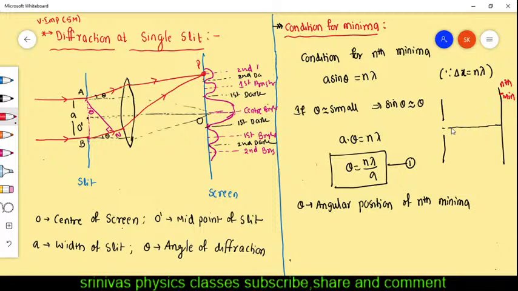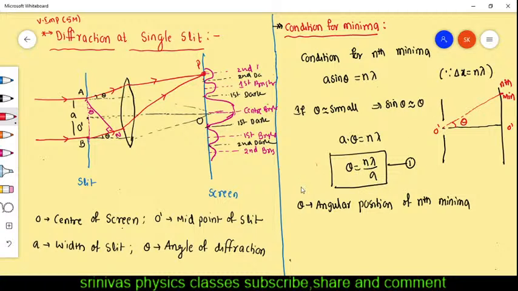If it is the nth minima, if you join the center of the slit with the nth minima, then this nth minima is making some angle. That is the angular position of the nth minima. The angular position of the nth minima formula we got is n lambda by a.